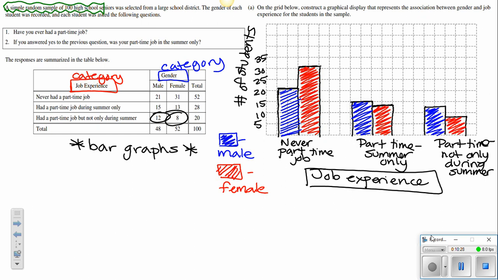All right, so that's how you create a graphical display there. So you can kind of see if these are going to be related or not. It seems like a majority of students in the sample have never had a part-time job. So it looks like 52. And you can tell that just by looking at the table of values. I'm looking over here when I'm making these comments here. But we want to see if gender has an effect on this.